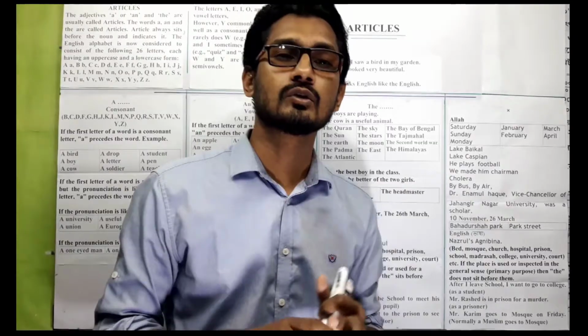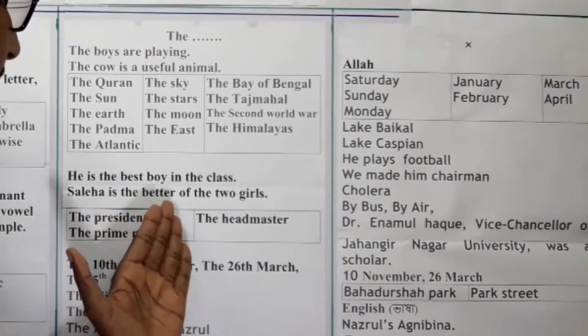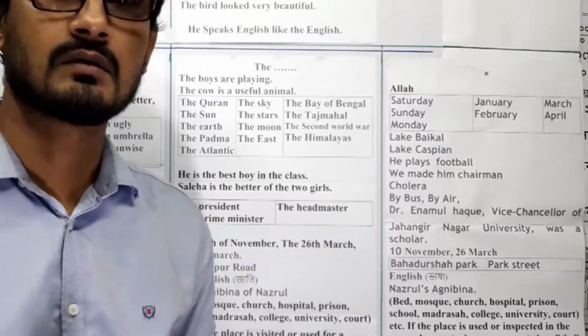The adjective of the superlative degree is preceded by the, such as he is the best boy in the class. To compare the two, the adjective of the comparative degree is preceded by the, such as Saleha is the better of the two girls.